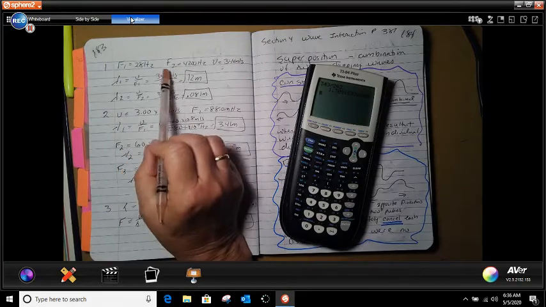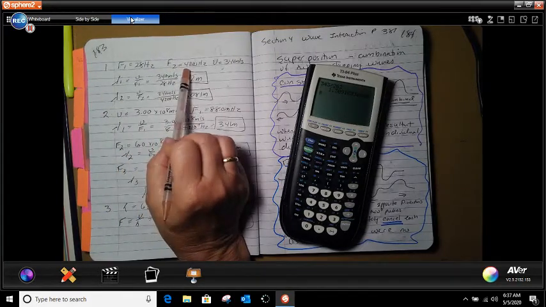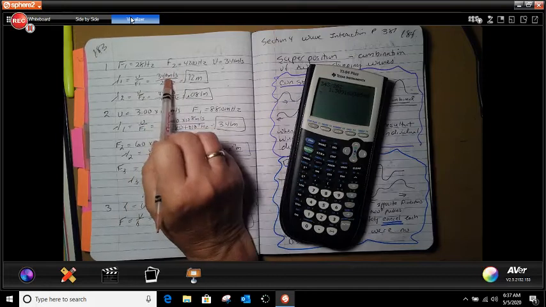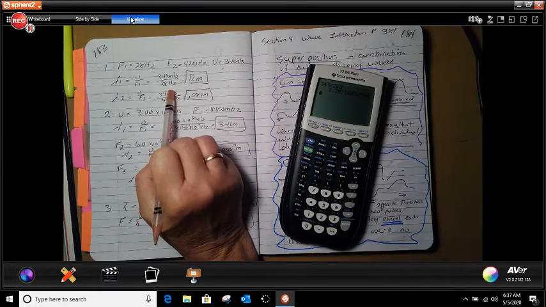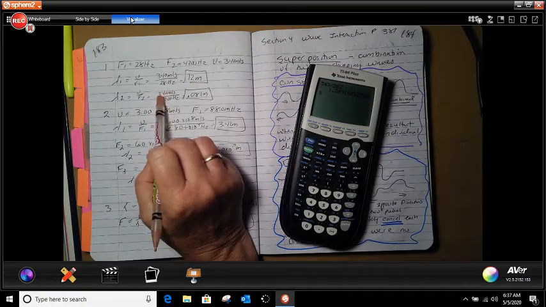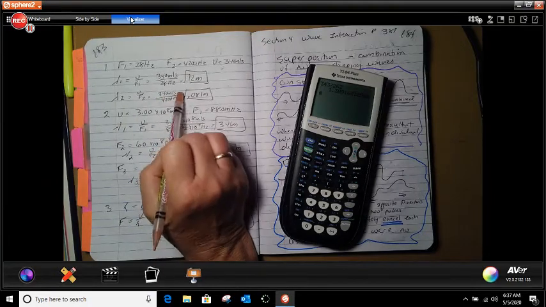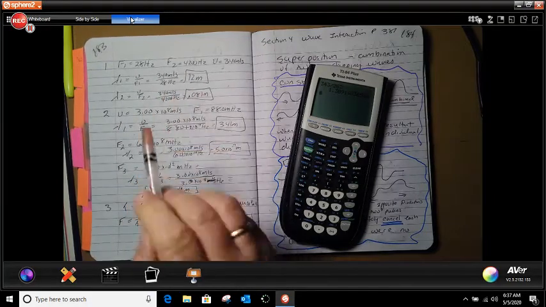We're going to use frequency 1 and frequency 2 because we have 2 here. So we're just taking 340 divided by 28, that's 12. We're going to do 340 divided by 4,200, which is 0.81.